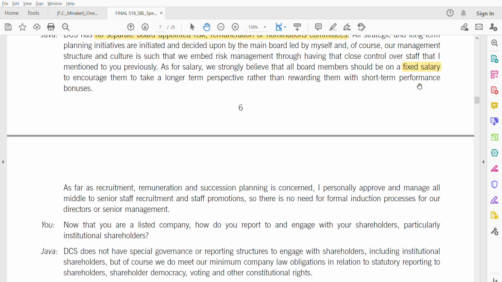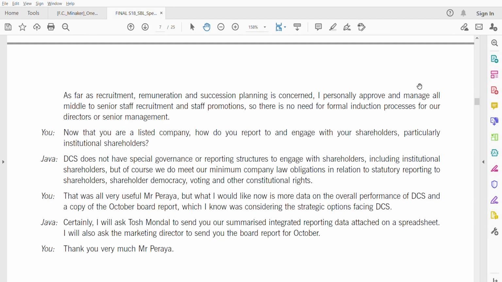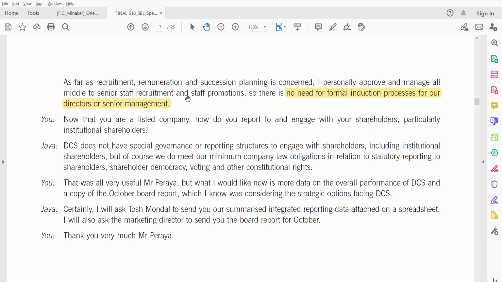Now, as for recruitment, remuneration, and succession planning is concerned, I personally approve and manage all middle to senior staff recruitment and staff promotion. So there's no need for formal induction process for our directors or senior management. No formal induction process for directors or senior management. Again, it's an issue. You need to have a formal induction process.